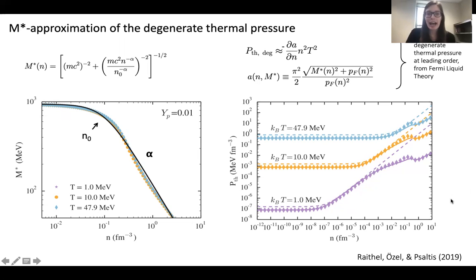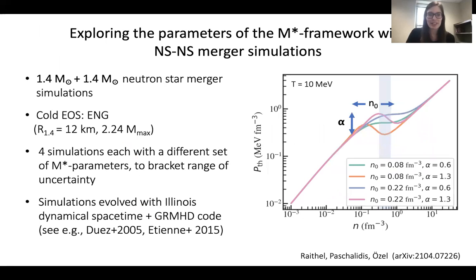And so now that we have this framework for modeling the finite temperature part of the equation of state, we can start to explore this parameter space and ask ourselves, how do those uncertainties in the finite temperature part of the equation of state translate to neutron star merger simulations? So I'm going to show you today some results from a parameter study that I've done with Vasilis Pascalidis and Feryal Ozel, both at the University of Arizona.